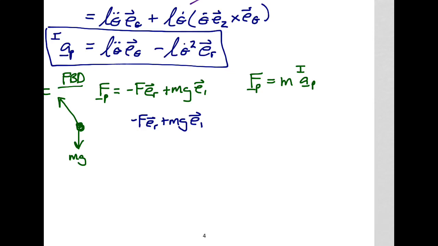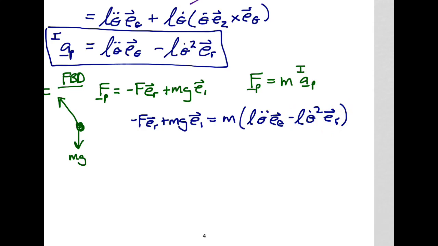And so we're mixing our bases, and that's okay. Don't let this concern you. On the right hand side, we've got the mass of our particle, and then we plug in our acceleration of point P as observed in the inertial reference frame, which we said is L theta double dot E sub theta minus L theta dot squared in the E sub r direction. Okay? So we've got our mix of bases, E sub r and E sub 1, and because we're not both in our polar basis, we can't equate our scalars yet.